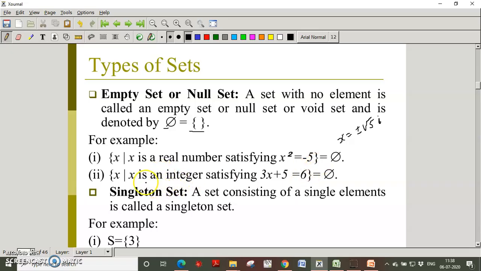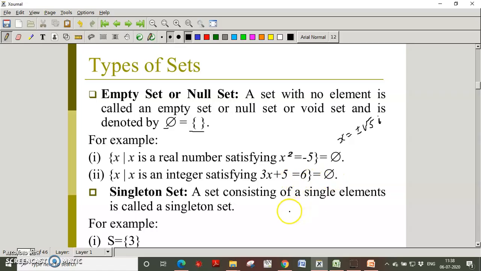Similarly, look at another example: x such that x is an integer satisfying 3x plus 5 equals 6. When you simplify, you get x equals 1 by 3. 1 by 3 is not an integer, so that's why this is an example of an empty set.